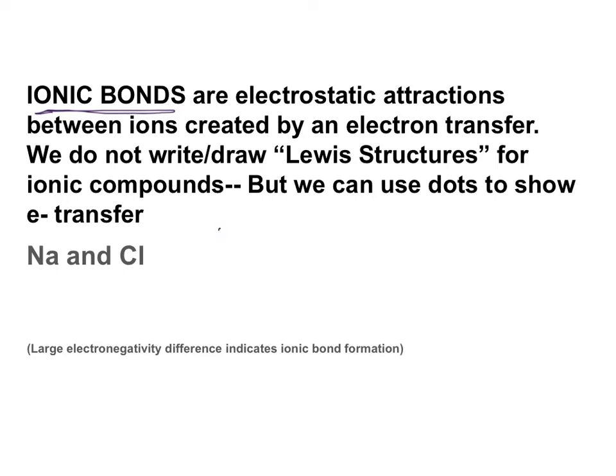I'm going to use Na and Cl as an example. Na has 1 valence electron. Cl has 7 valence electrons. What I'm using here is a Lewis dot structure to show valence electrons and what might happen to them.